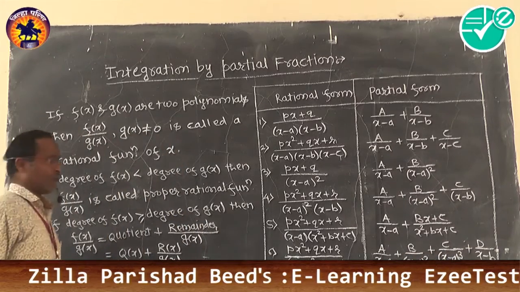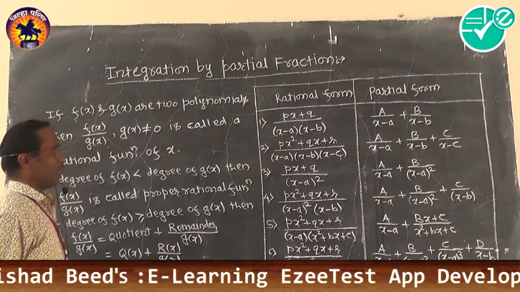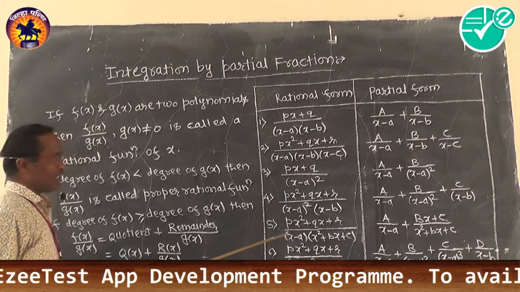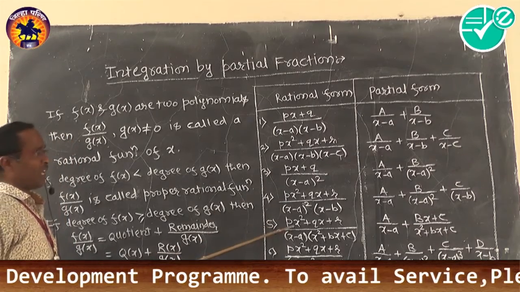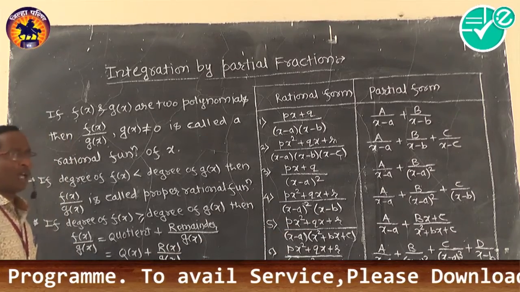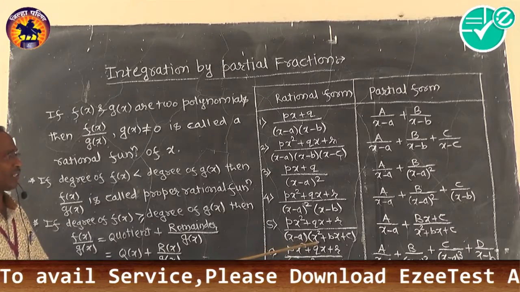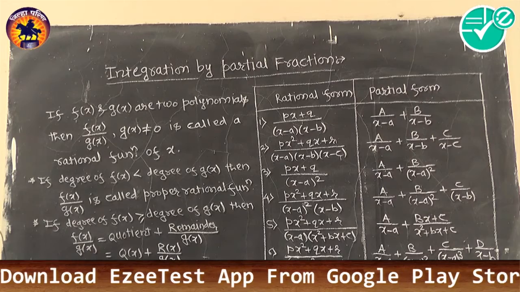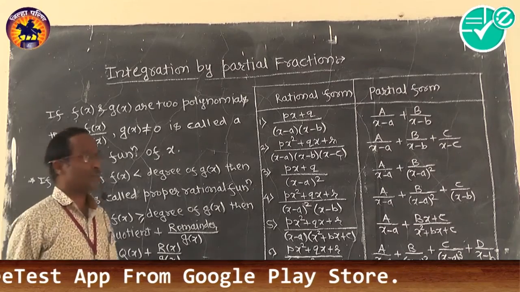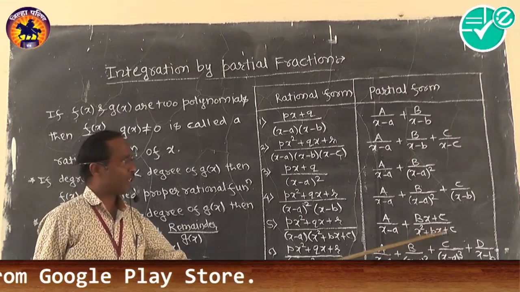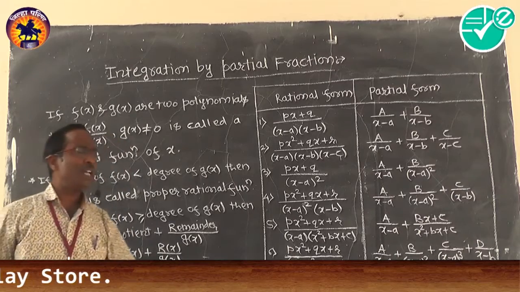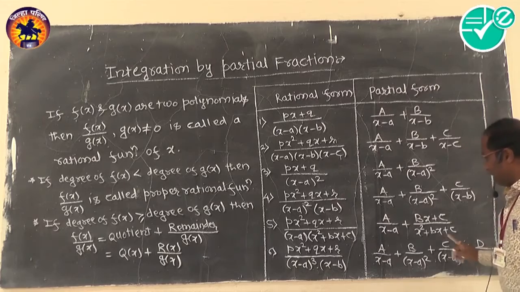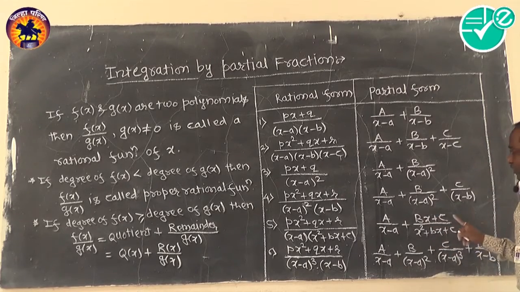Now we are going to take non-repeated linear and quadratic factors. This is the rational form px square plus qx plus r upon x minus a into x square plus bx plus c. So this can be written as A upon x minus a plus Bx plus C upon x square plus bx plus c. If the denominator contains a quadratic factor, then in the numerator we will take Bx plus C.